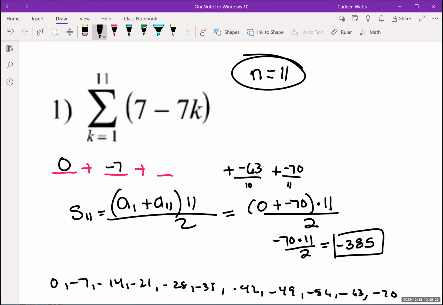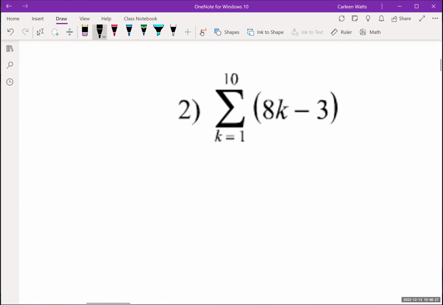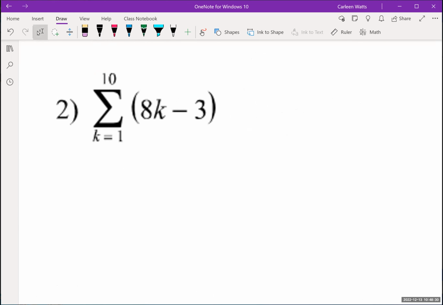Let's do another one. Sigma, sub and sum. Okay, so the first term. Calculate the first term, please, and type it in. Or show me with fingers. Thank you, correct.